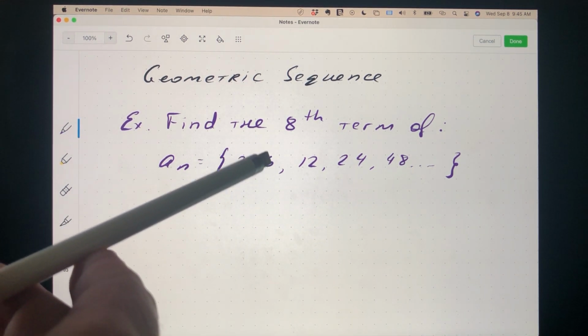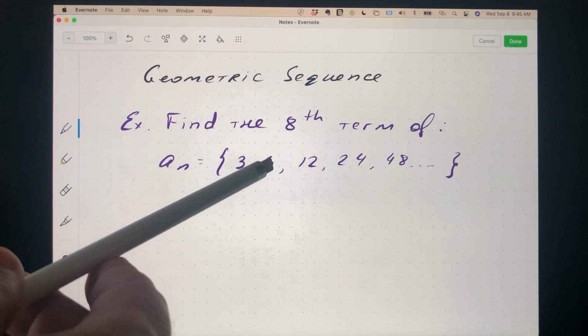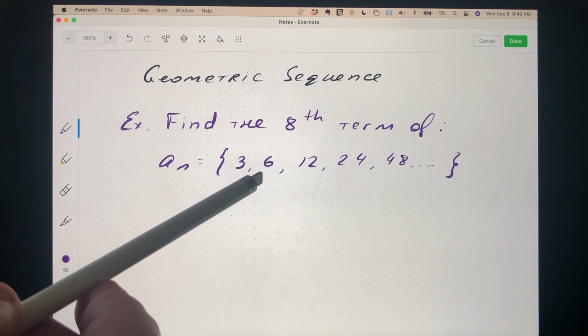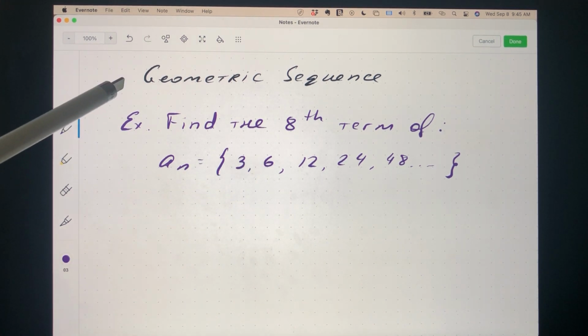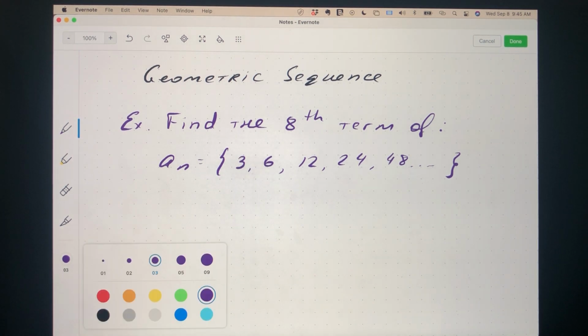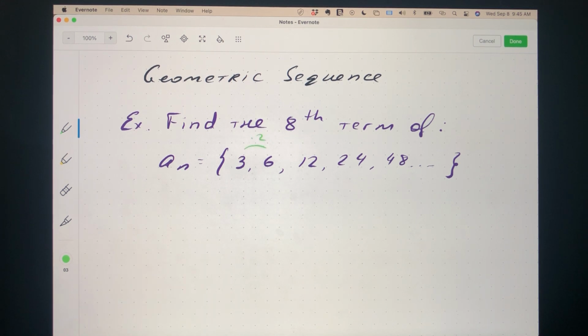And if the pattern is such that to get from one number to the next, we either multiply or divide by the same number, then such a sequence is called geometric. Now, how do we get from one number to the next in this sequence? Well, to get from 3 to the 6, we can multiply by 2. To get from 6 to the 12, again times by 2, times by 2, and so on. So, if we have a geometric sequence, then there is a general formula for all the terms of such sequence.